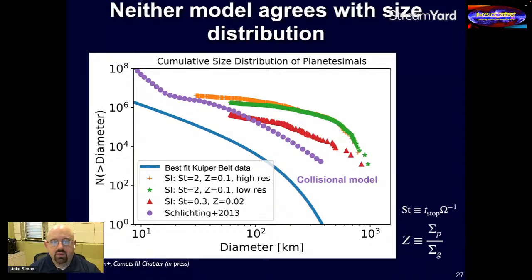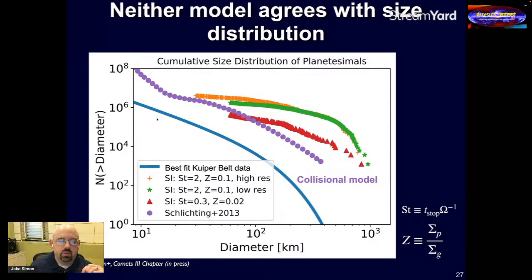If we look at the size distribution, so this is similar to the mass distribution I showed before, but now we're showing the size and the number of objects greater than a given size. This is the cumulative size distribution. If you look at this, neither the collisional model nor the streaming instability model agree with observations.